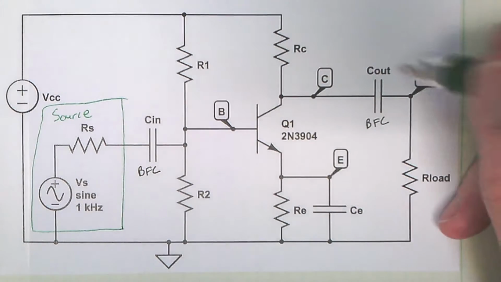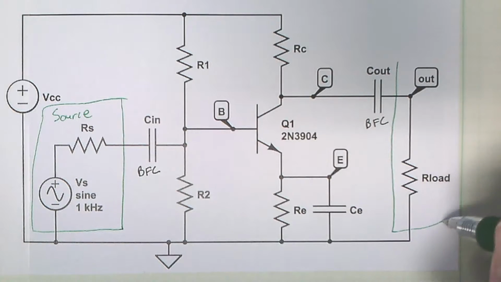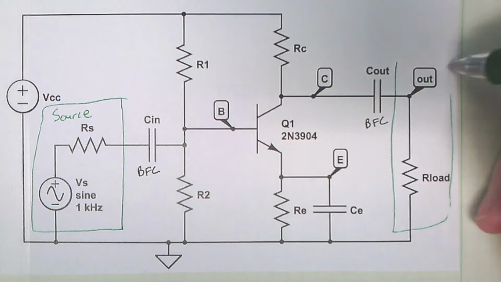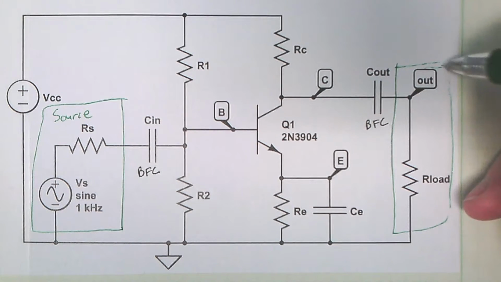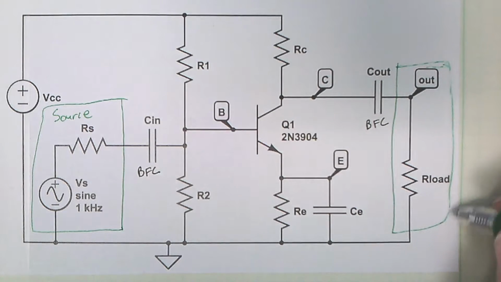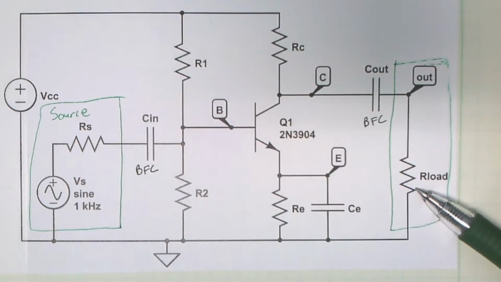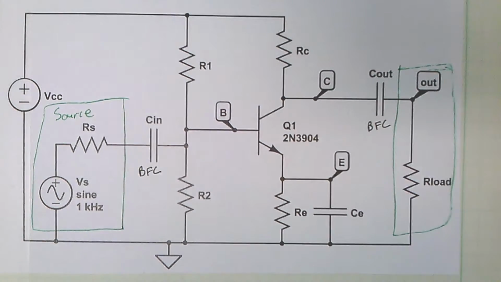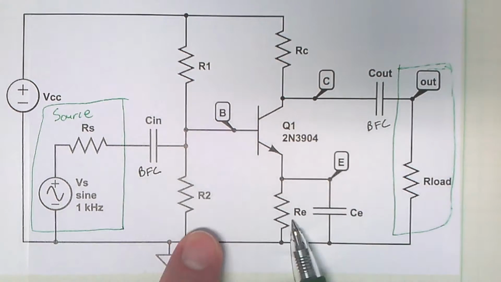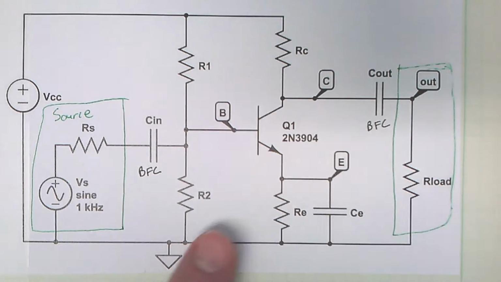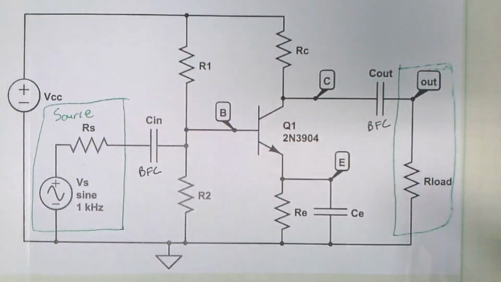Also, we have the output. It's a bit pointless to have an amplifier but not connect it to anything. We call that the load. And it's just represented by a resistor here. It could be some other complex valued impedance. Finally, we have the amplifier itself, what we would draw a triangle around.